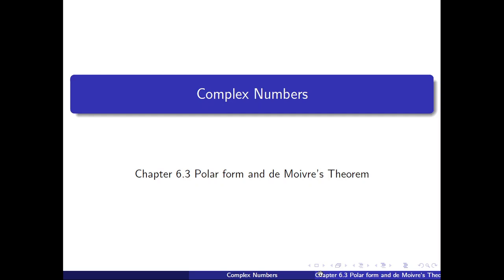We're going to continue with chapter 6, and we're going to look at section 6.3, and we're going to talk about the polar form of a complex number and the famous de Moivre's theorem.